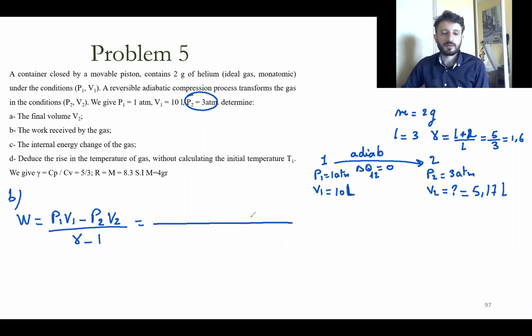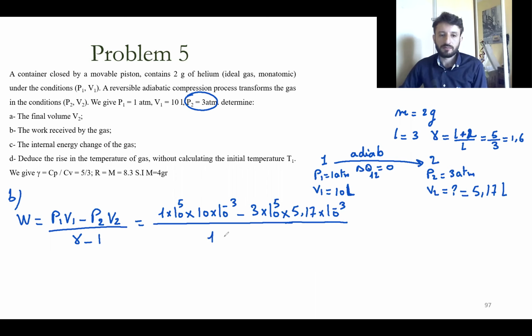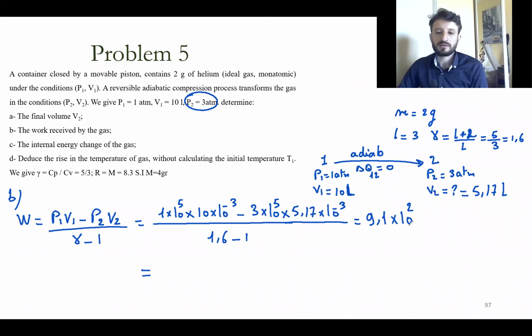Here we have P1 equals 1 times 10^5 Pascal, times V1 equals 10 times 10⁻³, minus P2 V2, divided by gamma minus 1, with gamma 1.6. We calculate the value; it must be negative: minus 9.1 times 10² joule. We write here W12.